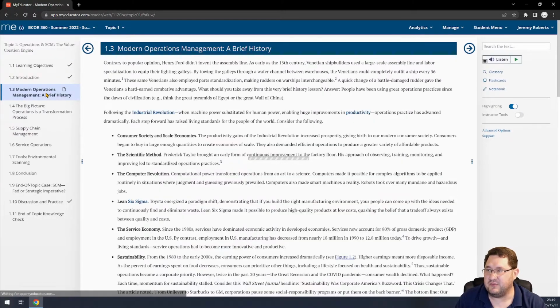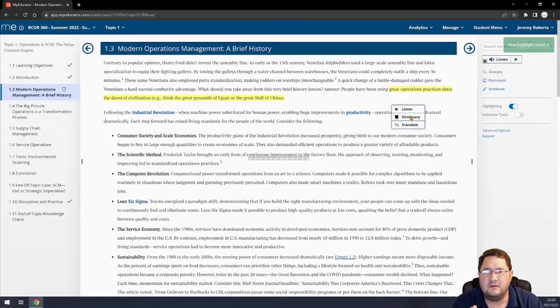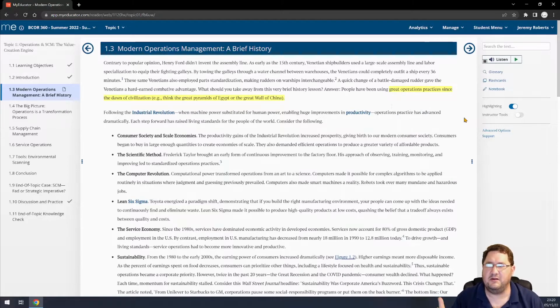If we go to 1.3 here, we see all these different things. One question that has stumped students is, when did good operations practice begin? The answer, as it shows here in our textbook, is it's always been around. It's been around for a long time. From the dawn of civilization, the pyramids. The pyramids were about 4,500 years ago. The Great Wall of China, that's probably about 2,200 years ago.